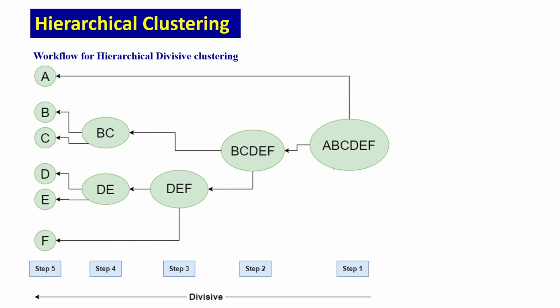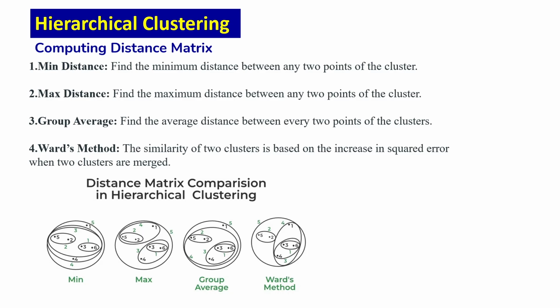You can see this is all the points together, divided into 2 groups, B, C, D, F and A, and further divided into D, E, F and B, C, and then D, E, and then further singleton clusters are made in that way.